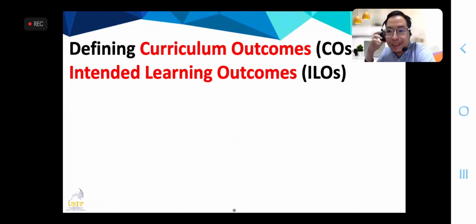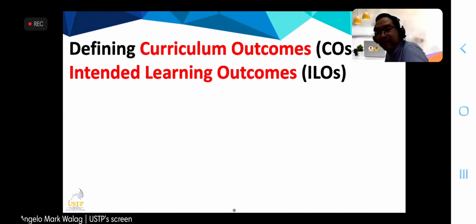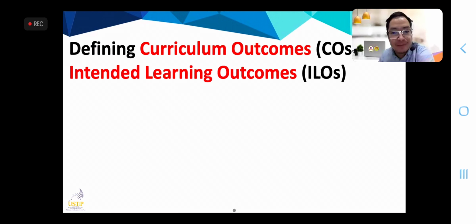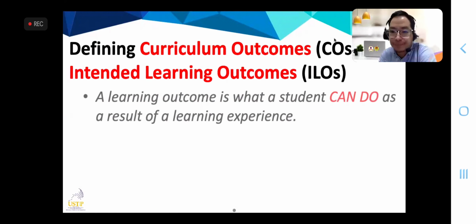Okay. Now, what are you saying, sir? Students should be able to demonstrate. This is what we call outcomes. We have two kinds of outcomes. You have curriculum outcomes. My apologies for the background. Then you have intended learning outcomes. And how do they differ?